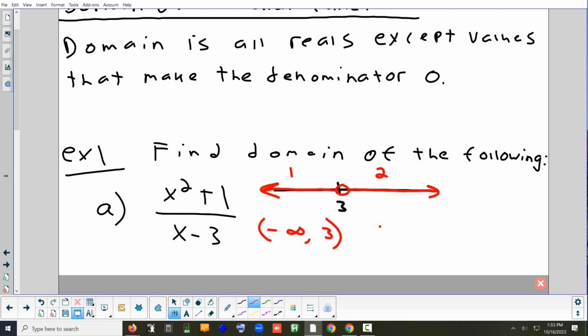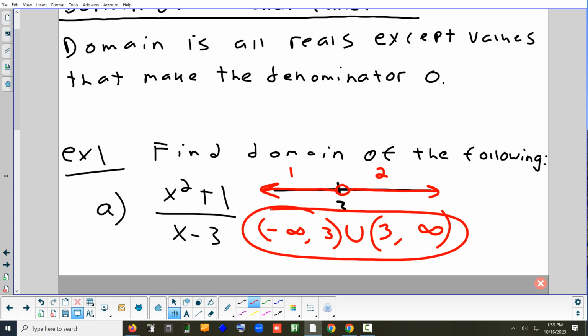3. Does it include 3? No. What's the highest it goes? It goes to infinity. And does anybody remember the symbol that we put between the 2? The U. Yeah, we put that U. That's how you would write the domain as an interval.